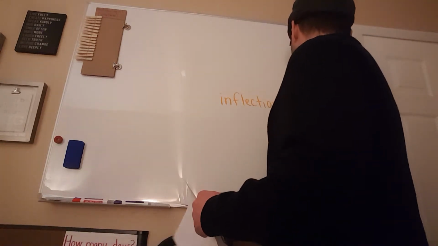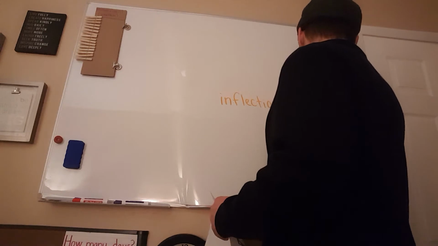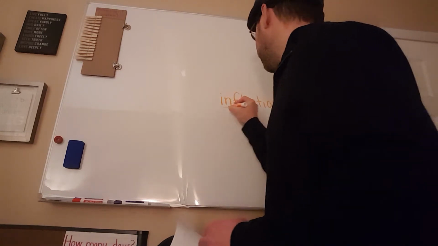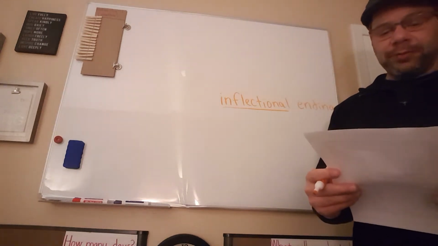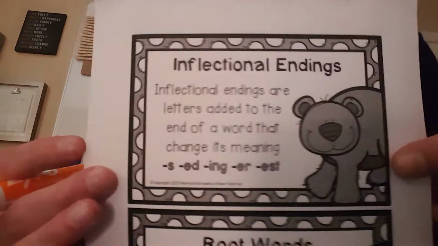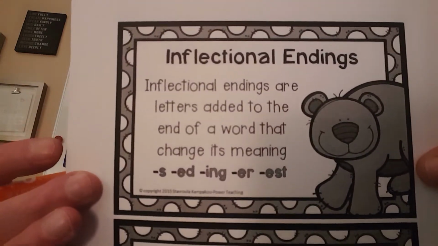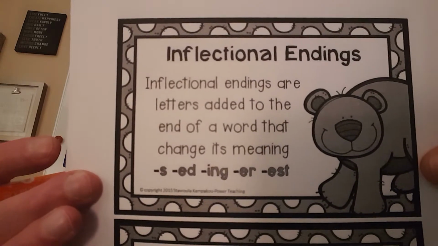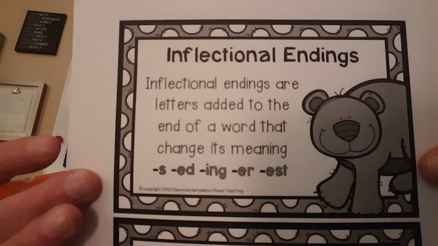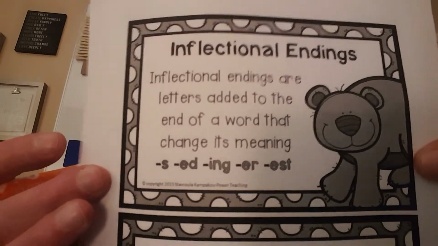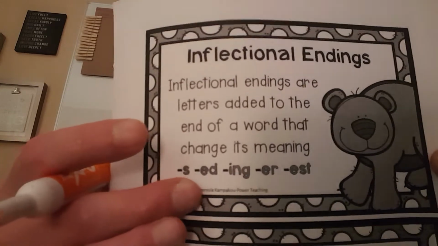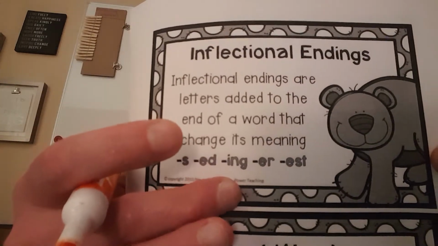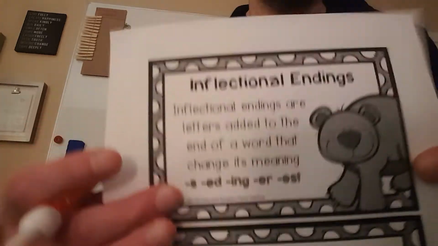And what an inflectional ending is, let's write the word ending here as well. Inflectional endings are letters added to the end of a word that change the meaning. Those inflectional endings can be an S, an ED, an ING, an ER, or an EST.